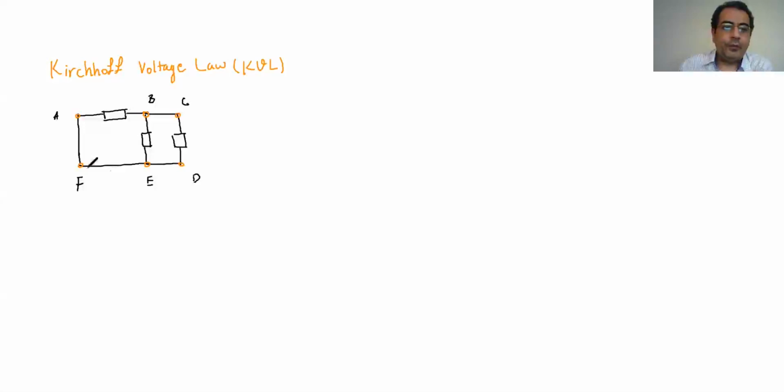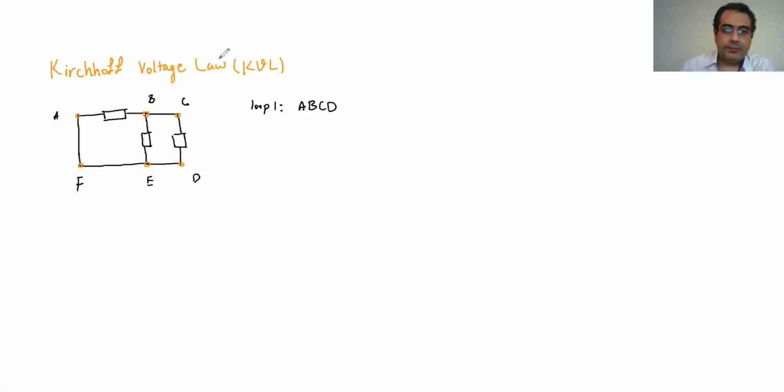Now, when we are talking about the loop, it means that any closed circuit that I can have would be considered a loop. So for example, here, I can have loop 1, which would be the loop that goes from A, B, C, and D.